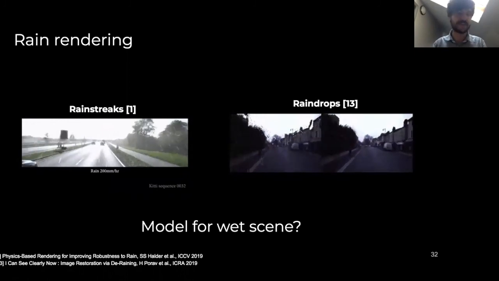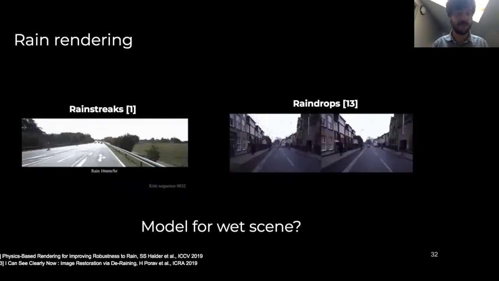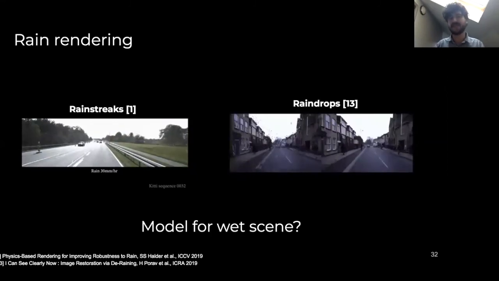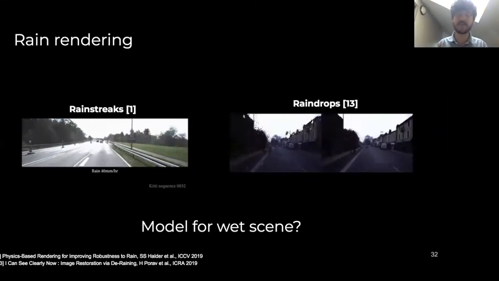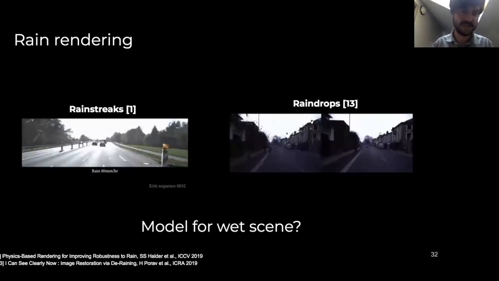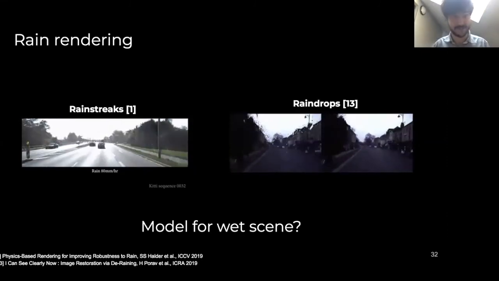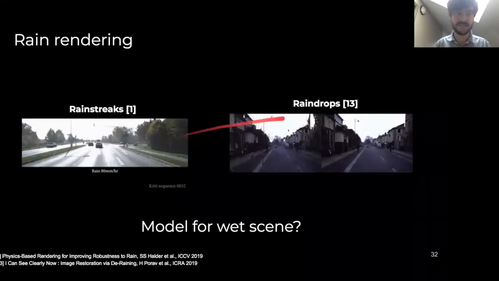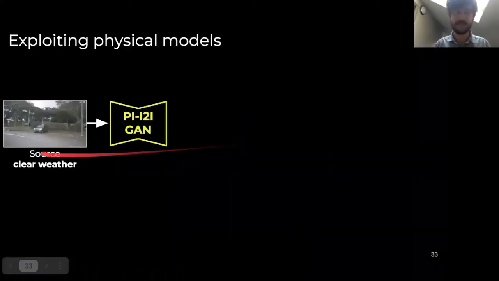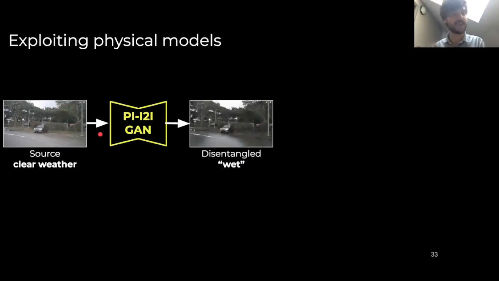Are we able to extract a realistic model which is non-neural for wet scene generation? Well, maybe, but it's super difficult. Because for wet scene generation, we want to know the exact geometry of the scene, the exact reflectance of the scene. So it may not be sufficient to have a physics-only generation for rainy scenes. But we still want to benefit from the existing models, which are indeed realistic. So what we want to do is take, for example, source clear weather images and process them with our physics-informed image-to-image translation GAN in order to get what we cannot render with the physical model. So in this case, the wetness.